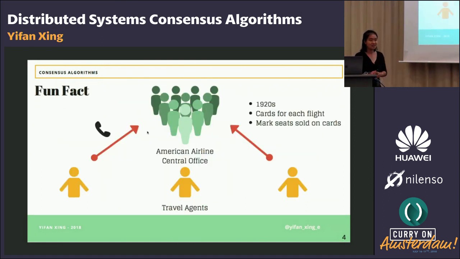There's a fun fact about distributed systems in the early years. In the 1920s, American Airlines had a central office with a stack of cards for each flight. The stack of cards marked how many seats were sold and how many were not yet sold. Travel agents would call in and check if a seat had been sold. If not, they would purchase the seat from the central office, and the central office would then mark the seat as sold. This is a very early example of how a distributed system works.